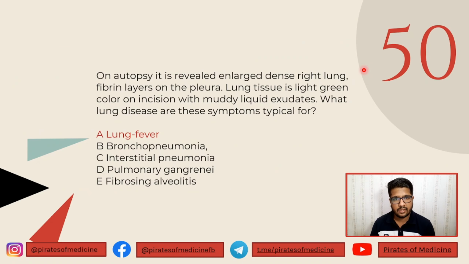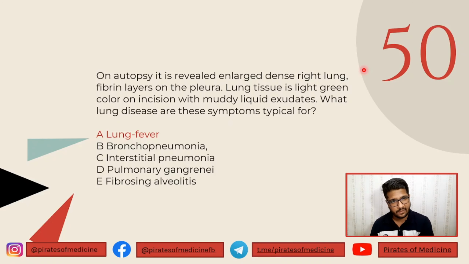Question 50: on autopsy it is revealed enlarged dense right lung tissue with fibrin layers on the pleura. Lung tissue is light green color on incision and muddy liquid exudates. What lung disease are these symptoms typical for?